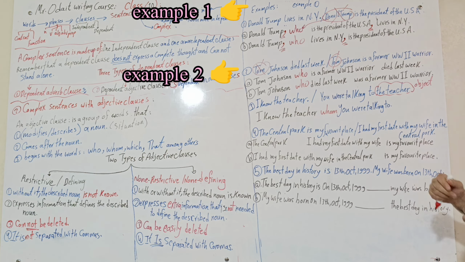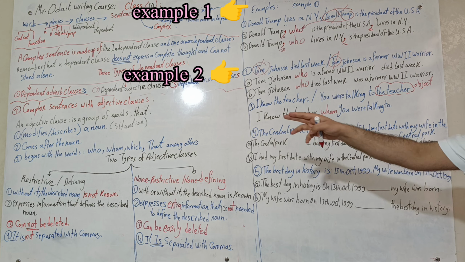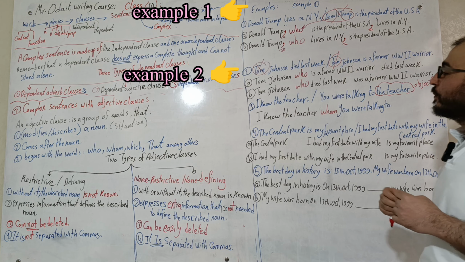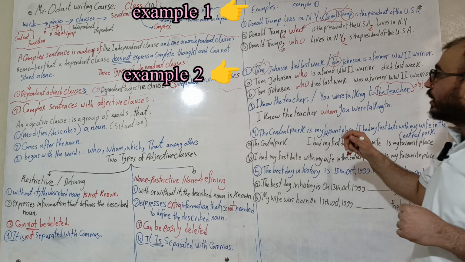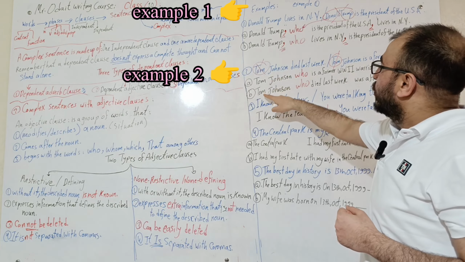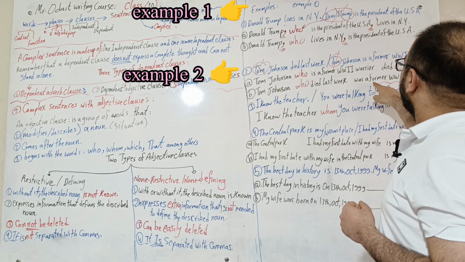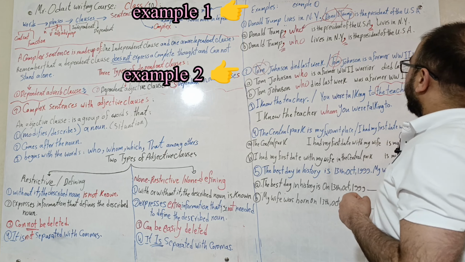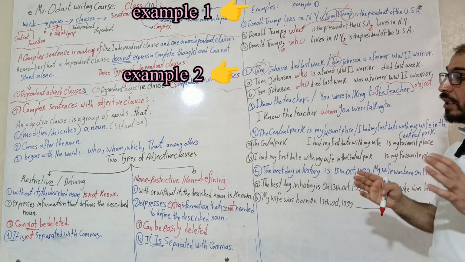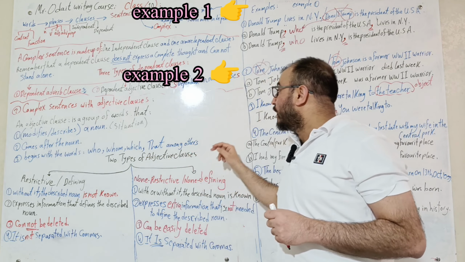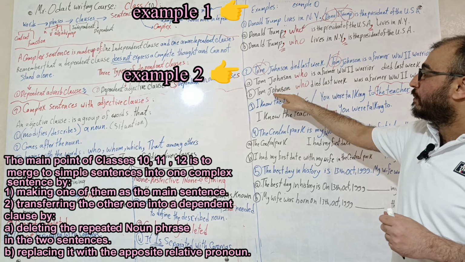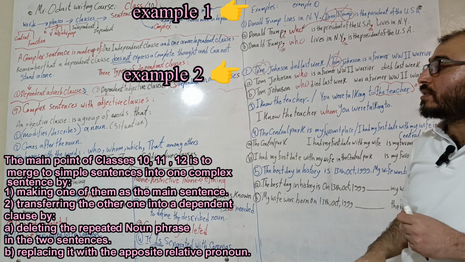And here, my friends, allow me to finish this class. Then we are going to discuss them thoroughly. And here, my friends, we say Tom Johnson, who died last week, was a former World War II warrior. And here, my friends, those are adjective clauses because they describe the same person, who is Tom Johnson.